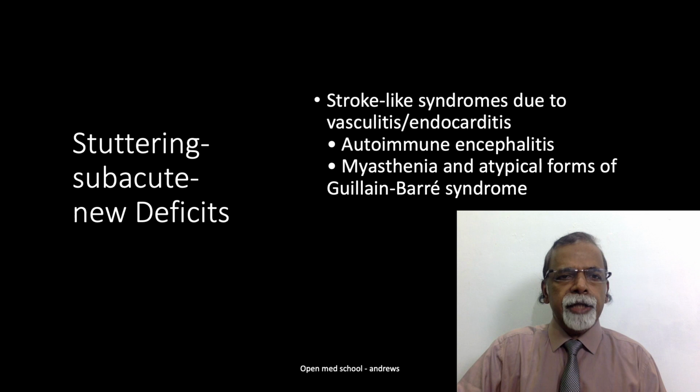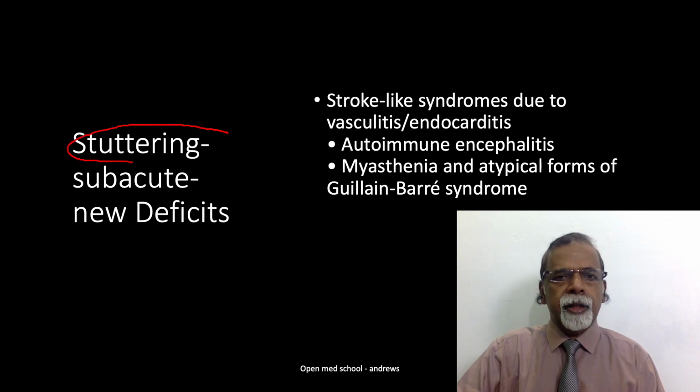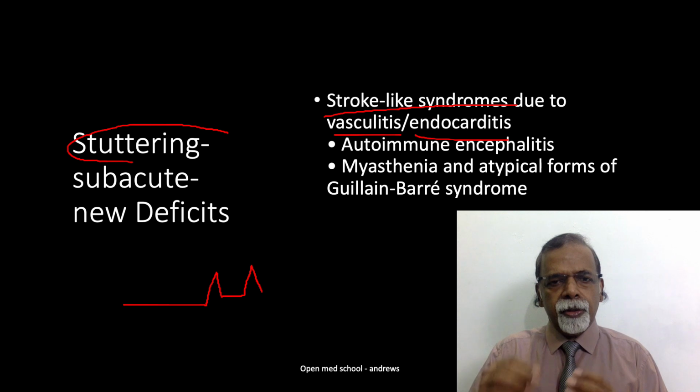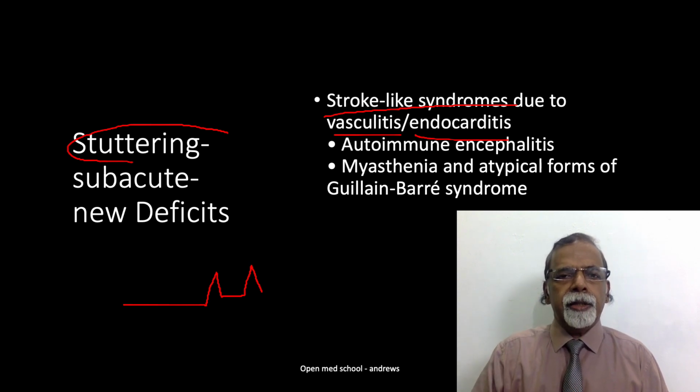So we'll look into what are stuttering episodes. For example, stroke-like syndromes due to vasculitis. A patient develops one episode of a hemiparesis, and after some time the patient can get one more episode. Or somebody has got an endocarditis. Today he developed one embolic episode, and 2 days later they can get an embolic episode in another part of the brain and get recurrent episodes, a stuttering progress.